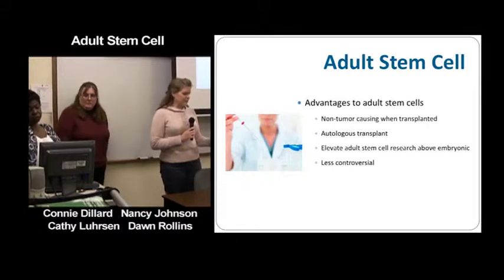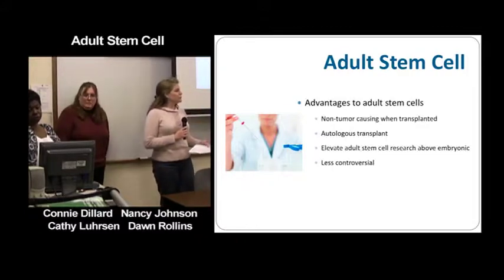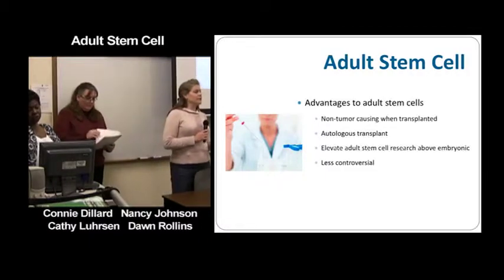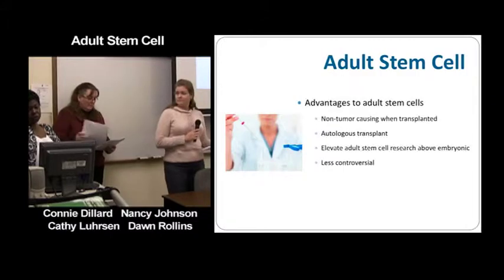There is a problem with rejections and tumors that have turned into cancers, which have come from using the stem cells that are from the umbilical cord or from the embryonic cells, because obviously they are coming from a different body type.